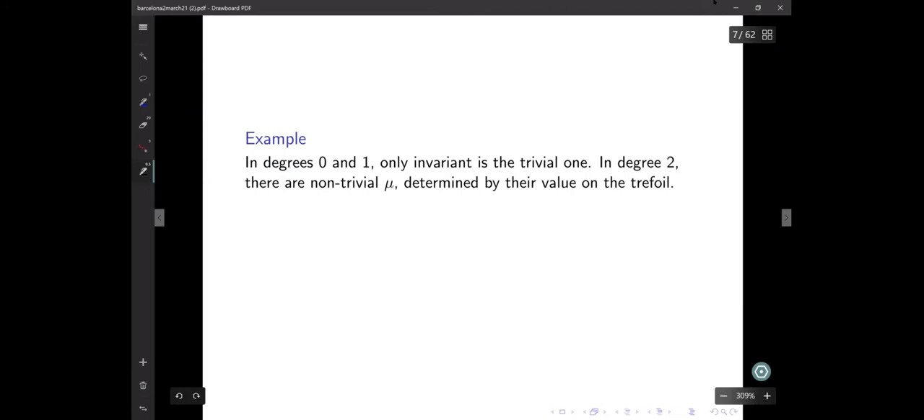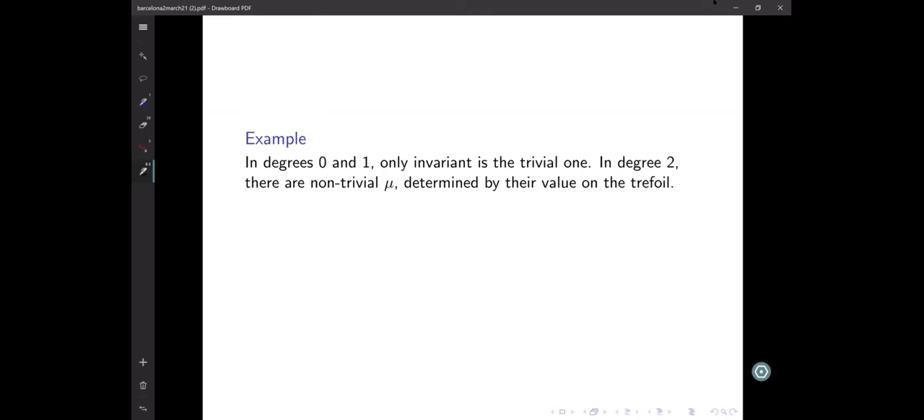In degree 0 and 1, there are not many. For example, in degree zero, you would be looking at invariants whose extension to a singular knot with one double point or more is zero. And saying that the extension to one double point is zero is saying that if you do a crossing change, you're not changing the value of the invariant.